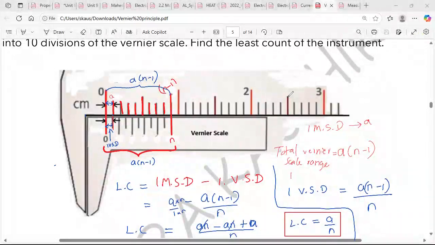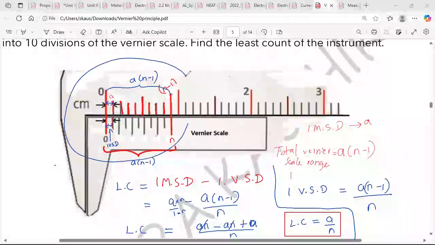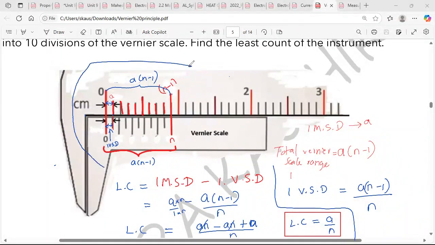Did you understand how the least count is calculated for the vernier scale? Just a theory. We will do a lot of sums, right? This part is given in the page before this page. This is not given. If you want, you don't need to draw a vernier scale. You can just draw this scale part, the main scale and just the scales, right?